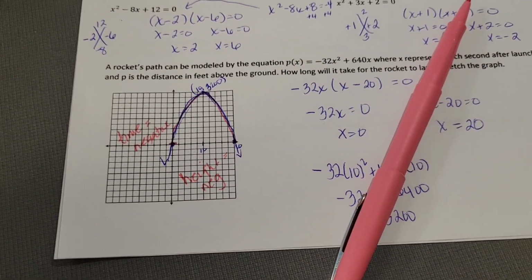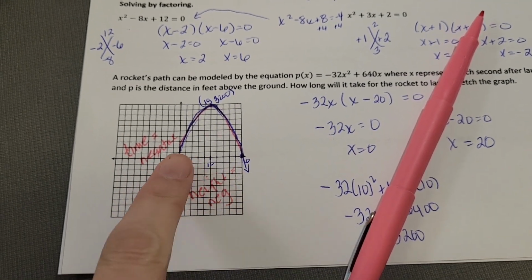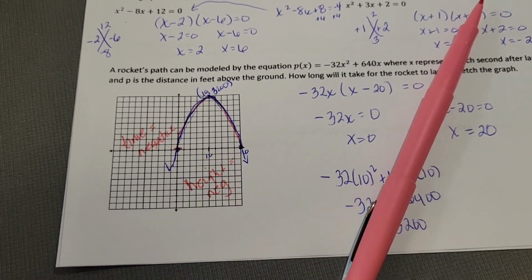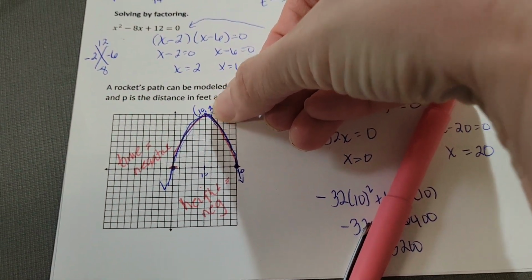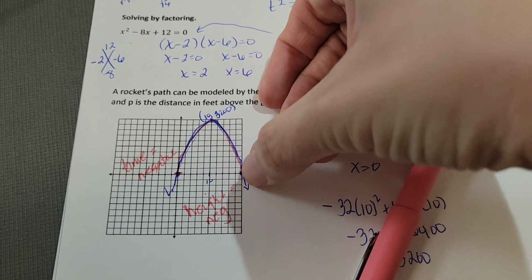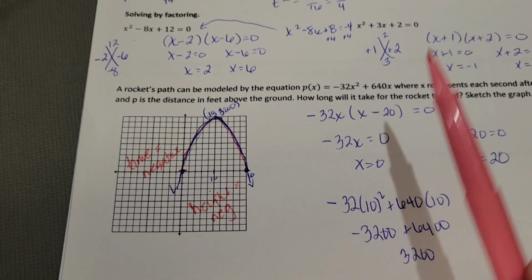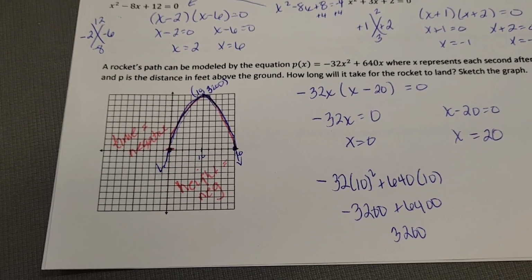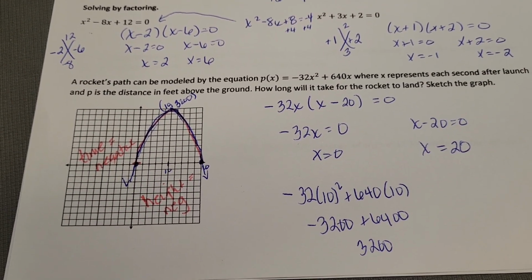So I just want you to see where these important parts are on the graph. These are the parts on the graph where the rocket is on the ground. This part on the graph is the highest height that the rocket reaches, so 3,200 feet, and then how long it takes for it to get down. But you can solve these things, again, by factoring and just figuring out what your zeros are. All right. That's it.